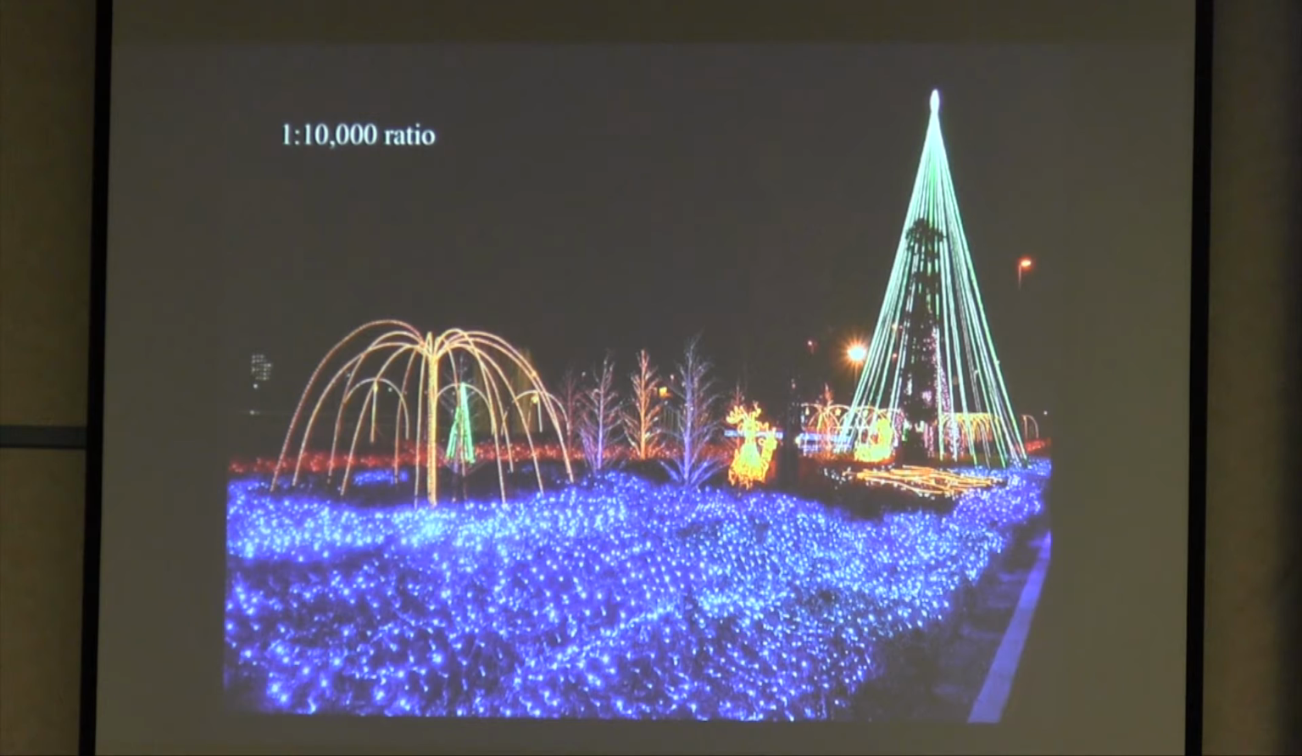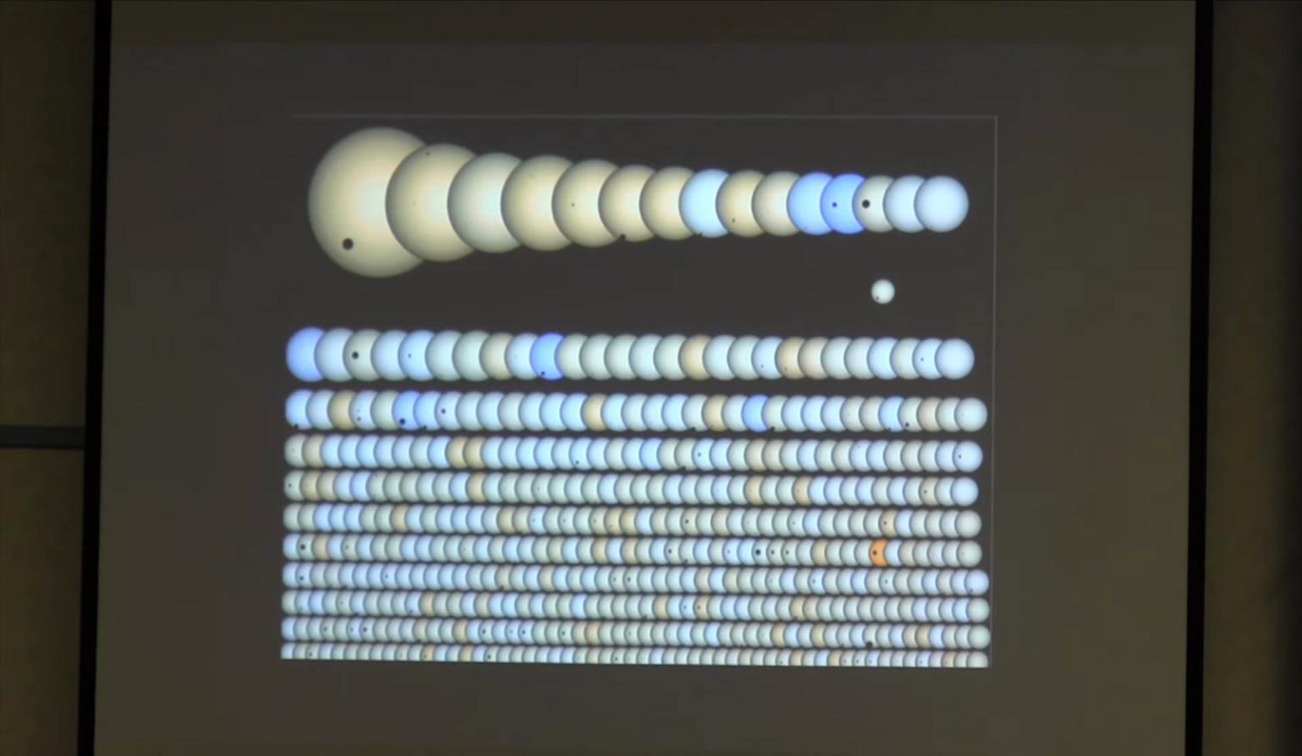It could measure the brightness to 1 part in 10,000, which is like looking at this theme park display and being able to tell you that there's a light bulb out in there. You've got 10,000 lights here. If one of them turns off, Kepler would have been able to measure it, in aggregate.